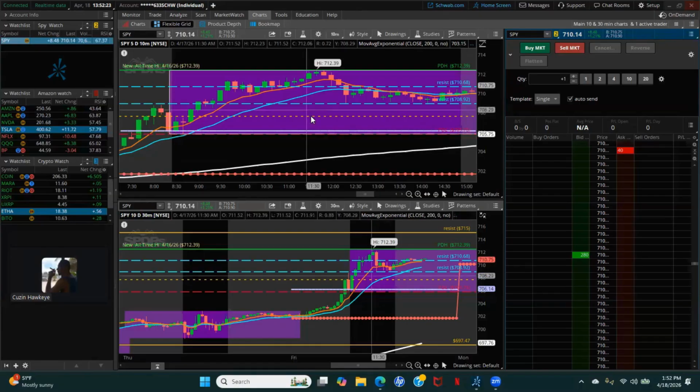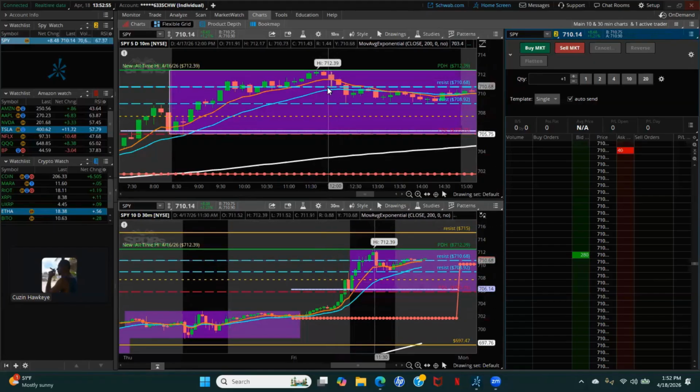So if you're looking at my charts right now, the top chart is a 10-minute chart. The bottom chart is a 30-minute chart. Now, this is exactly what I did last week. I did not have any losing days last week. I may have had a losing trade and got out real quick, but by the end of my trading session, when I was finished trading, I came out positive.